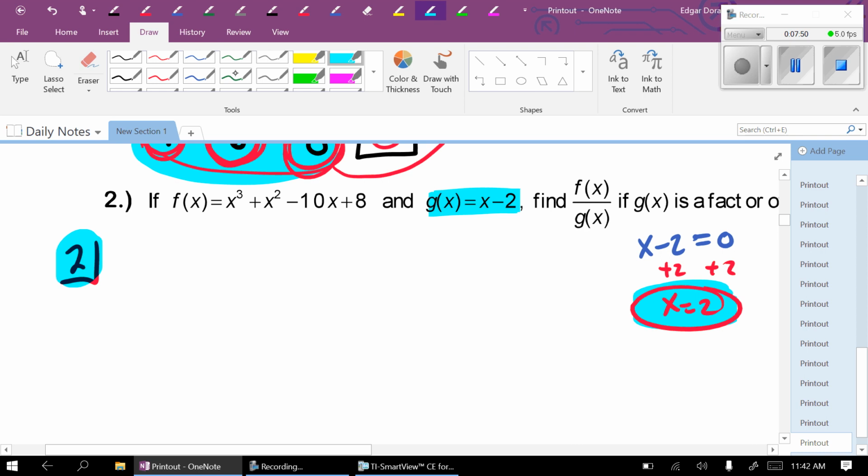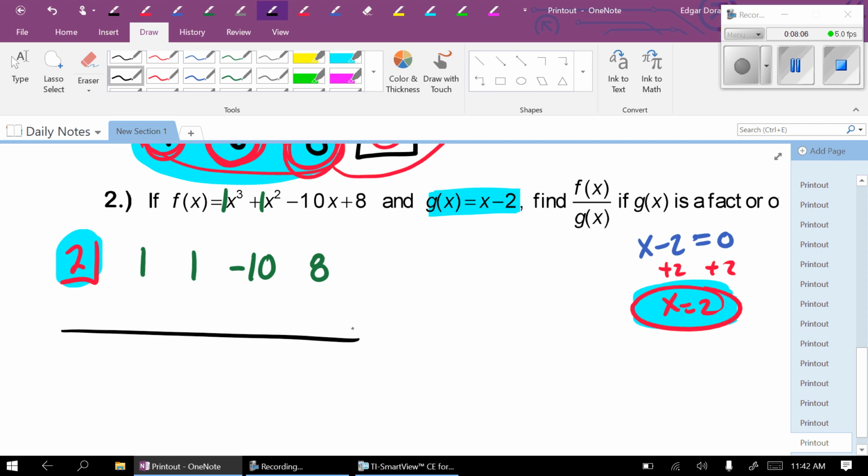Okay? And the next thing we did was we found all the coefficients of the function f of x, and we're going to go ahead and write them down. 1, 1, negative 10, and 8. And we'll draw a line here. What I always like to do, and it's almost like a rhyme for me, but I literally say it every single time. I say, drop the first, box the last. Okay? So I'm going to drop the first number, and I'm going to put a box on the last number, because that box means you're going to have a remainder. And hopefully we don't, but in case we do, that's where we would place it.